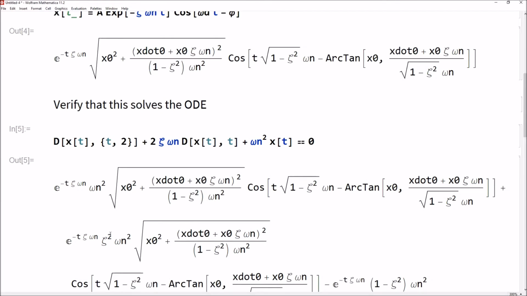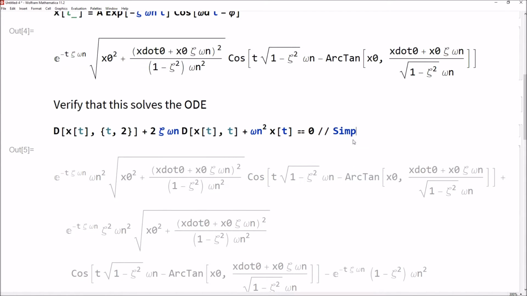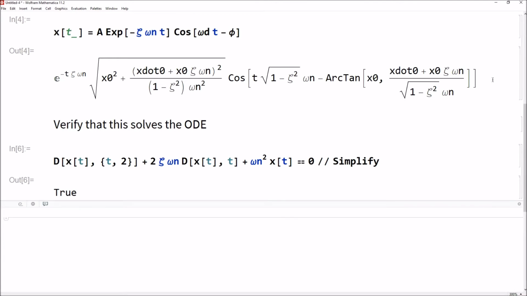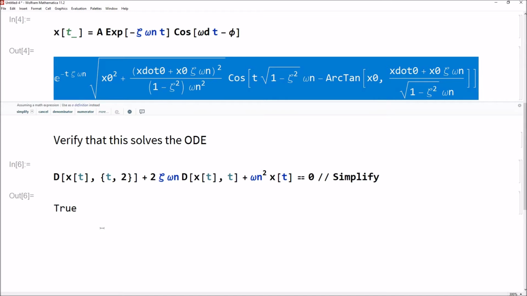When I enter this thing, this better equal 0, right? So shift enter and, well, okay, it didn't quite get that because it didn't simplify it. Let's ask it to simplify this and cross our fingers. Yay, look at that. It's true. It works, okay? So this is the solution to our differential equation.